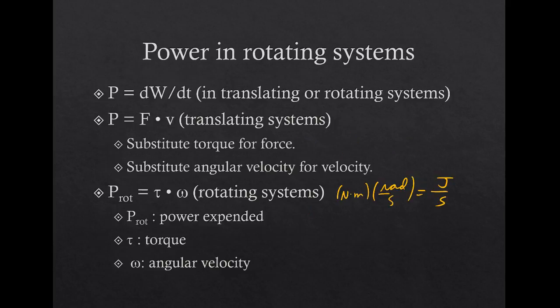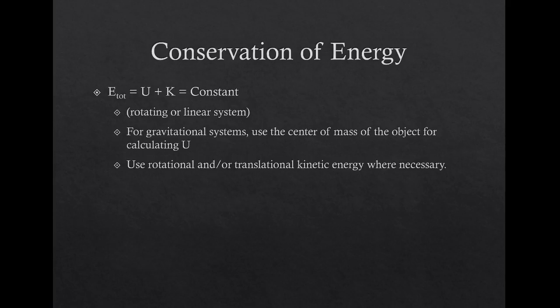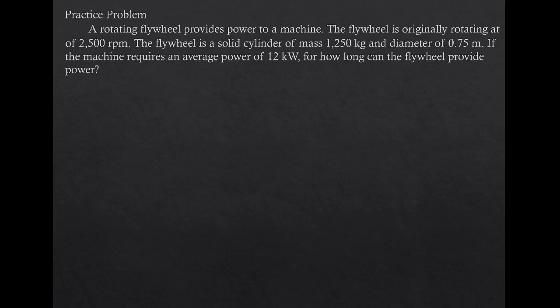Okay, so our conservation of energy tells us that in either a rotating or a linear system, we can just add up the sum of the potential and the kinetic energy. Okay, so here's an example.